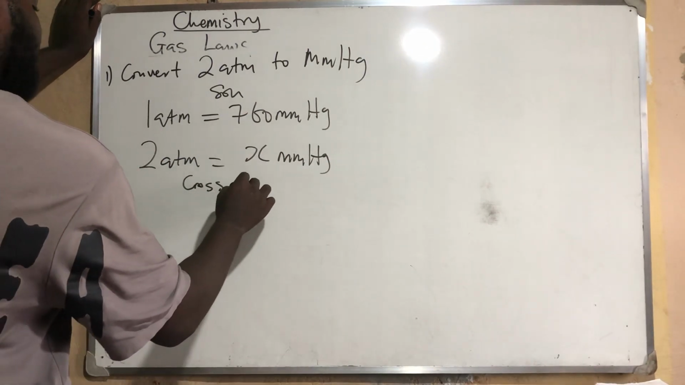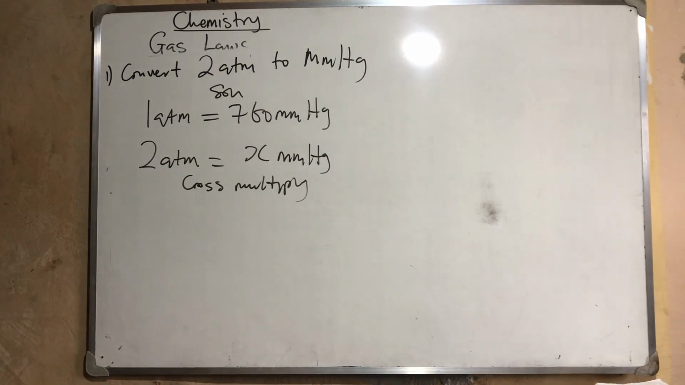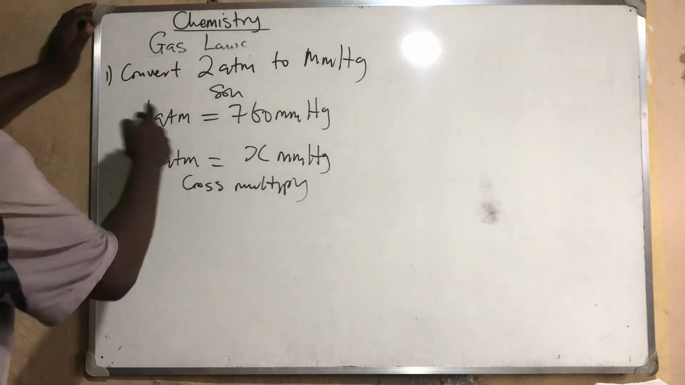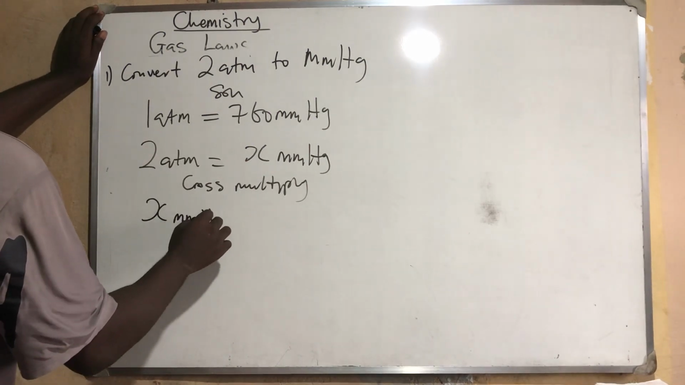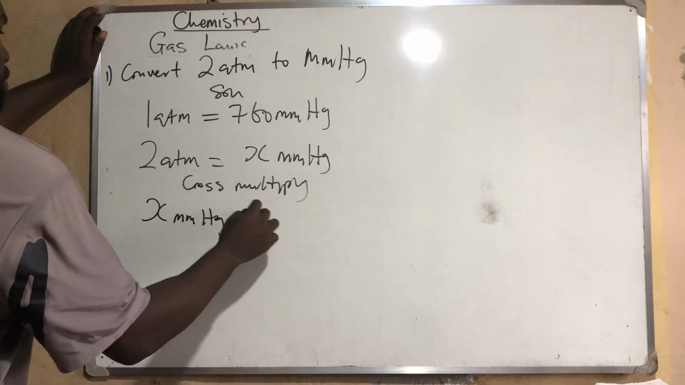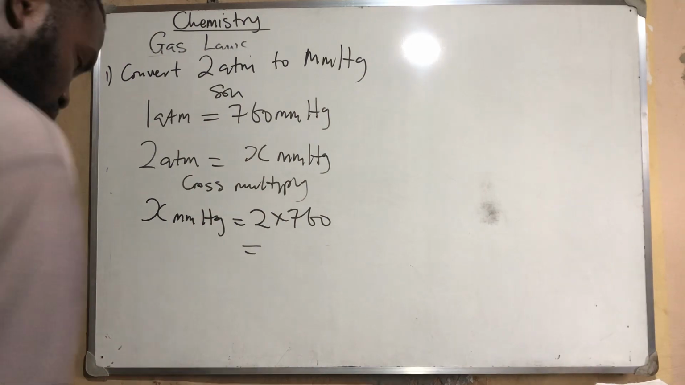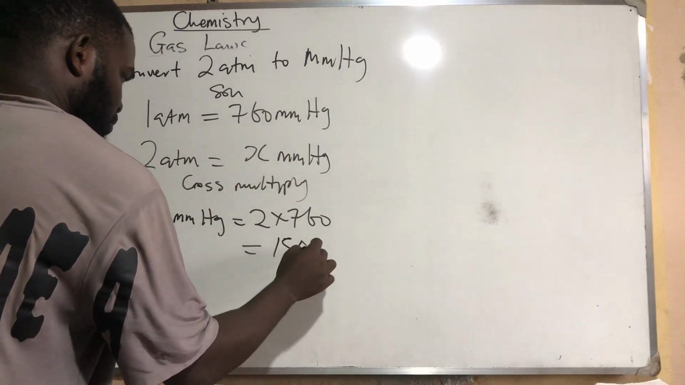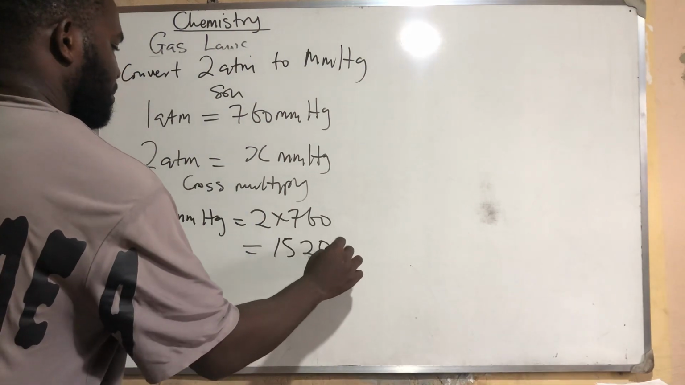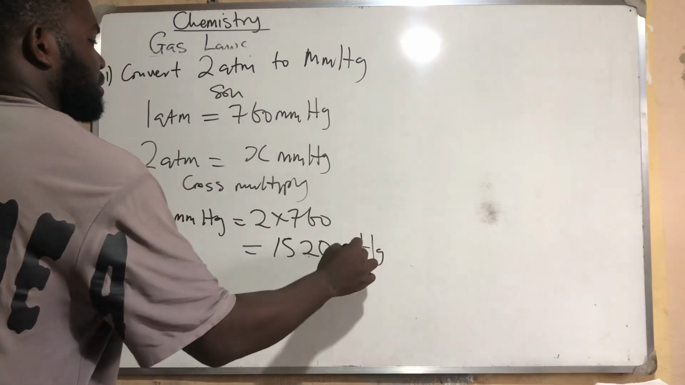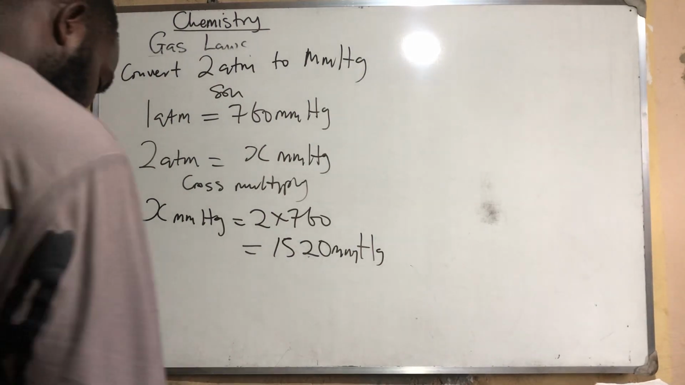If you cross multiply, you will have that X millimeter mercury is equal to 2 times 760, which is 1520 millimeter mercury. All right. So that is that. Another example.